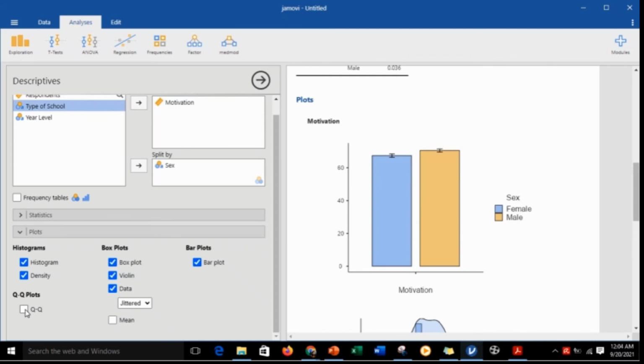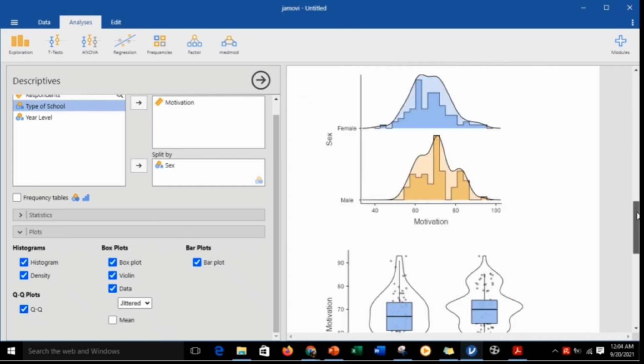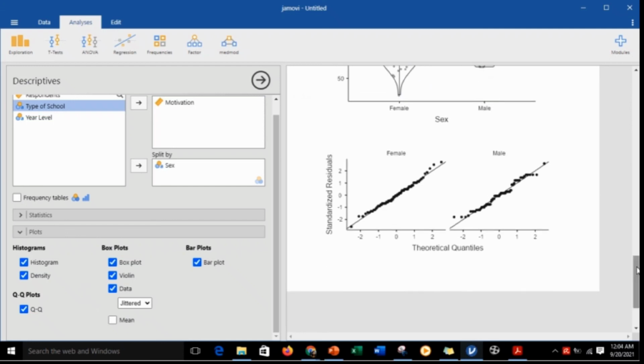Lastly, we have the QQ plot, which has the same purpose as histogram. When the dataset is approximately normally distributed, the points must lie on the line. Otherwise, as seen in the QQ plot of male, the dataset is not normal.